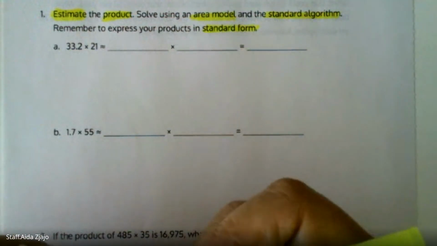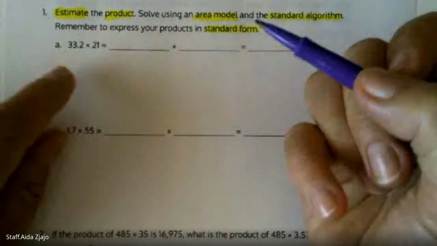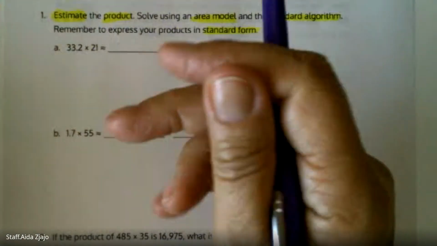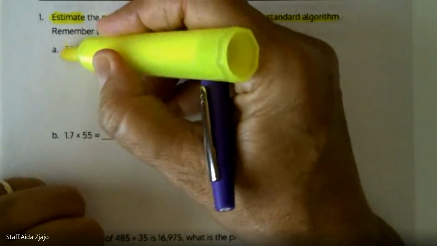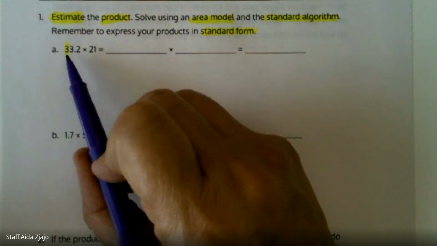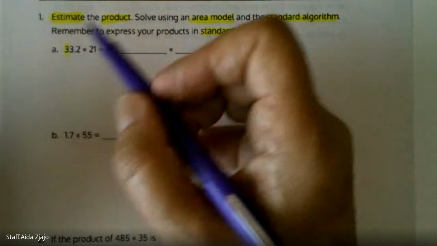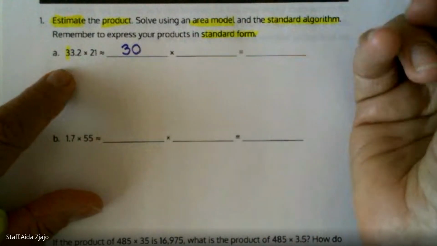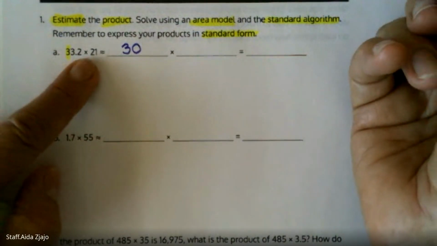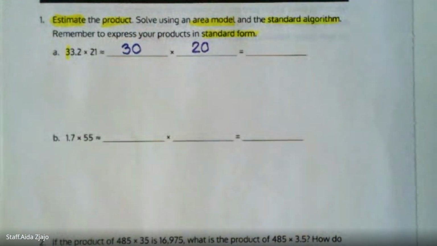Okay, so estimate is the first. If this is 33 and I estimate to the nearest ten, thinking about this as 3 tens and 3 ones, I cannot make a new ten. So my estimate is going to be 30. And times 20, because 21 is closer to 20.